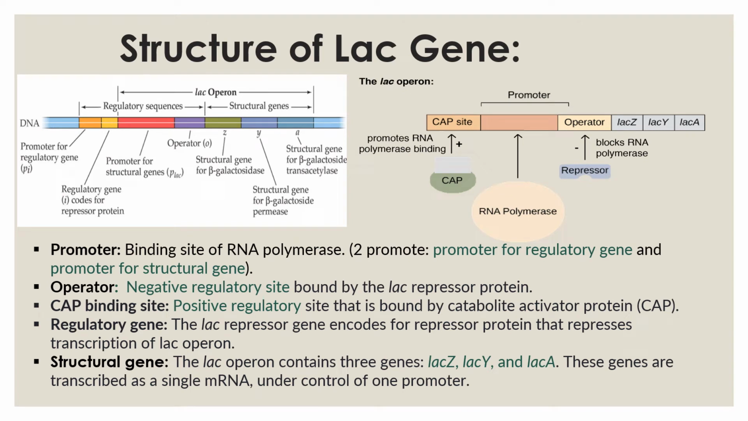Structure of the LAC gene. It consists of a promoter, a regulatory gene and structural genes. Next is the regulatory gene, that is the I gene, also called the LAC repressor gene, which encodes a repressor protein that represses the transcription of the LAC operon.